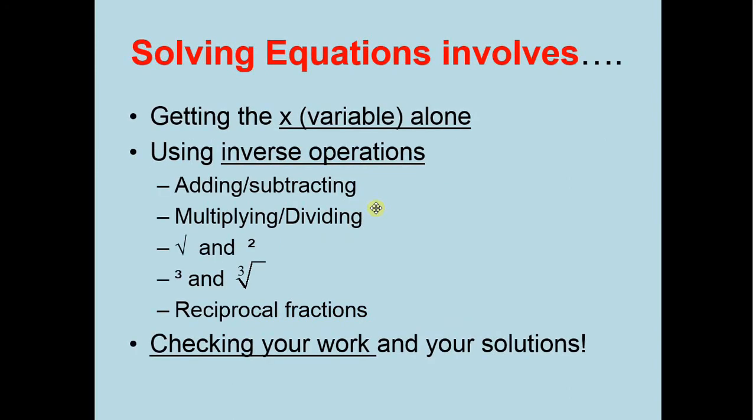So, solving equations. Same idea as yesterday. Getting the x alone, that's exactly what you want to do, using some inverse operations to accomplish this. Add or subtract, multiply and divide, taking a square root or squaring, taking the fourth root, taking the fifth root, cubing and cube rooting, and then also doing some reciprocal fractions, so 2/5 and multiplying that by 5/2 just to cancel that out. And then remember, you're always going to want to check your work and your solutions. Make sure you don't get any extraneous solutions.